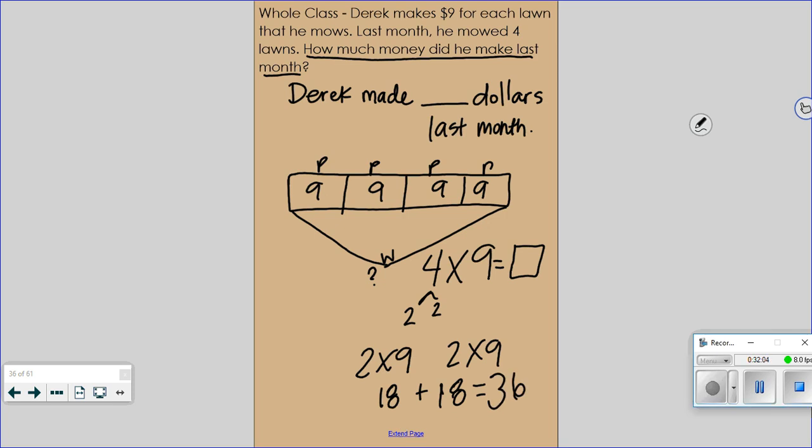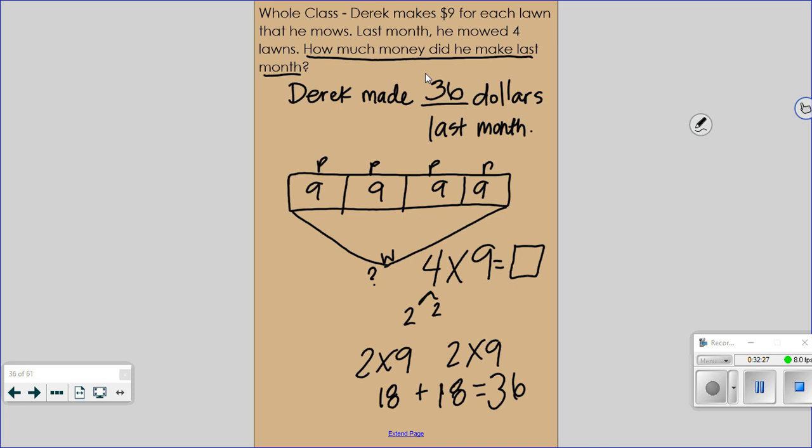Alright, I made my equation. I solved my equation. Am I done? Maybe? I don't know. Really? No, because you still have to put it in your answer set. Oh, yeah, I still need to put in my answer sets. Derek made $36 last month.